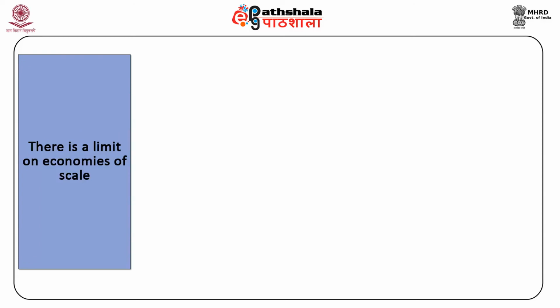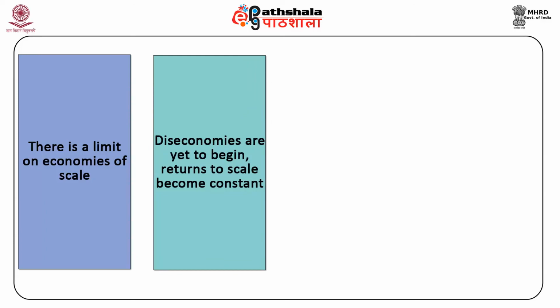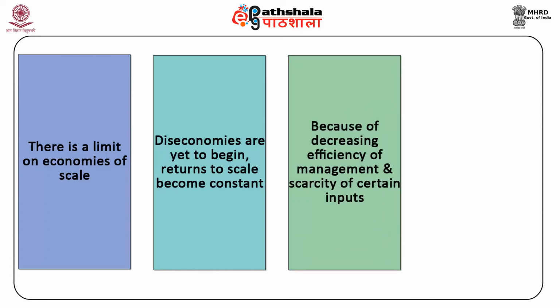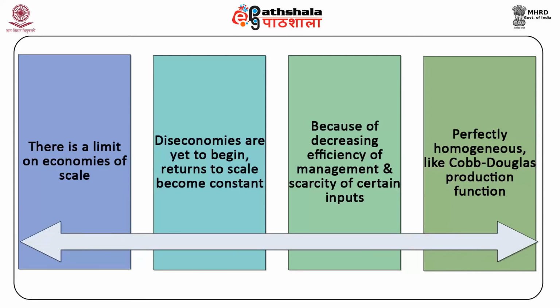When economies of scale disappear and diseconomies are yet to begin, the returns to scale become constant. The diseconomies arise mainly because of decreasing efficiency of management and scarcity of certain inputs. Moreover, constant returns of scale appears when the factors of production are perfectly homogeneous, like the Cobb-Douglas production function.